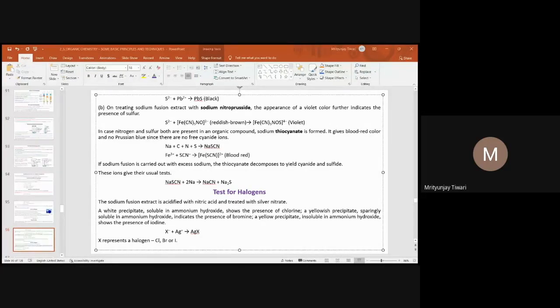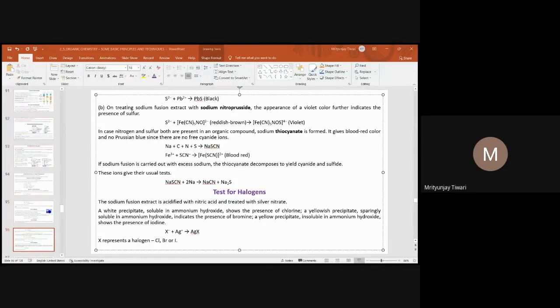We add a known mass of an organic compound. We weigh a definite mass of the organic compound and note down what mass of the organic compound we have taken in the experiment. It is burnt in the presence of excess oxygen and copper 2 oxide.